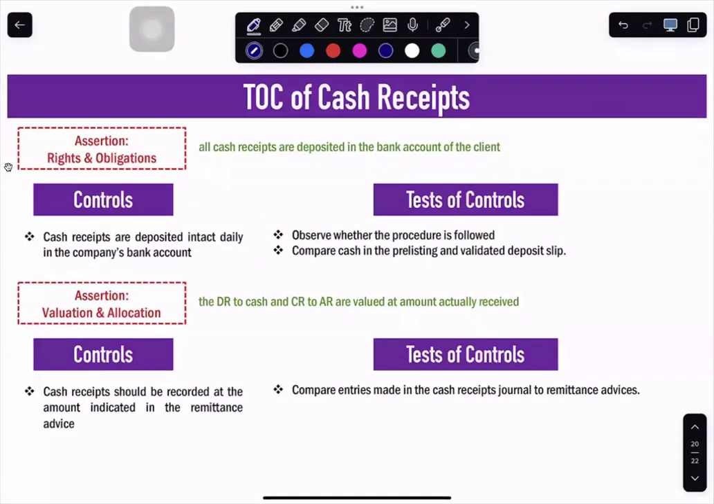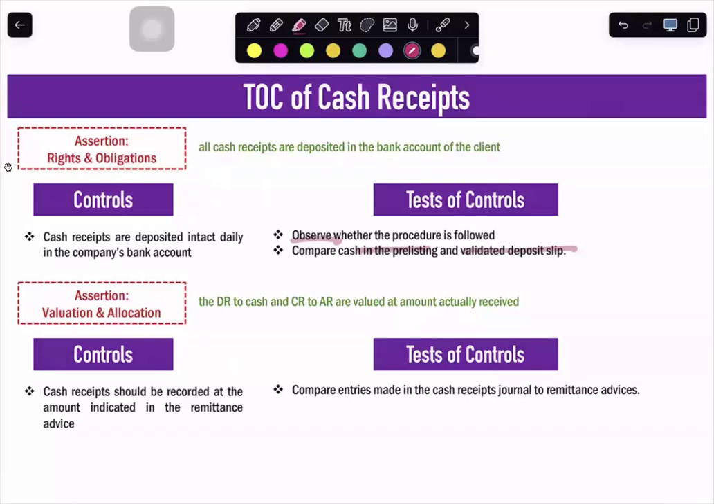Next, TOC of cash receipts, we have your rights and obligations that all cash receipts are deposited in the bank account of the client. So let's look into the controls in place. The controls in place is that the cash receipts are deposited intact daily in the company's bank account. Again, who deposits? It is the Treasury Department. So how do we test this one? You observe whether the procedure is followed and compare the cash pre-listing with the validated deposit slip. The cash pre-listing comes from the mailroom and the validated deposit slip comes from the Treasury.